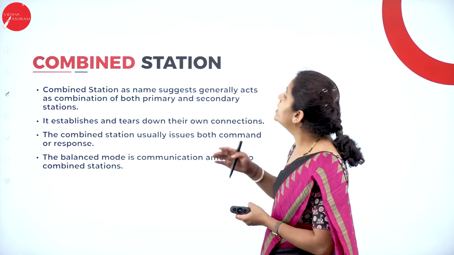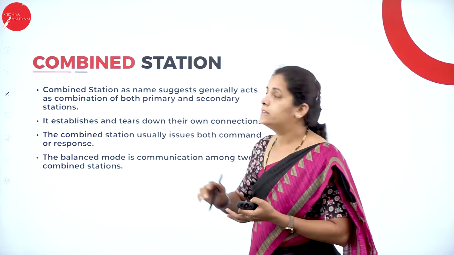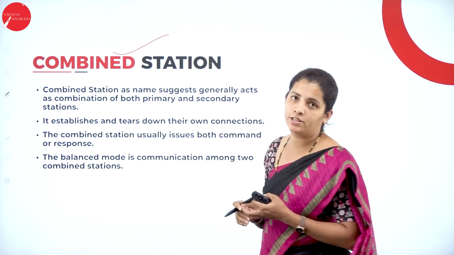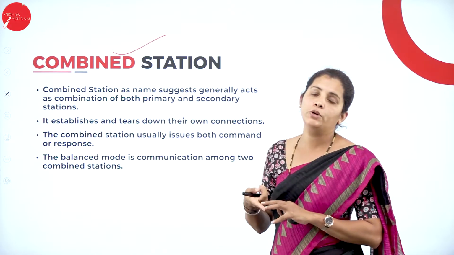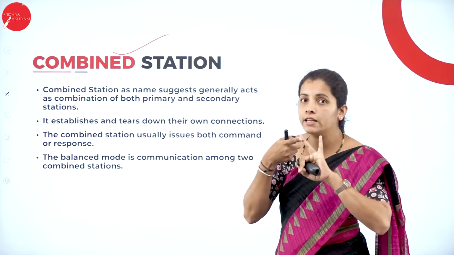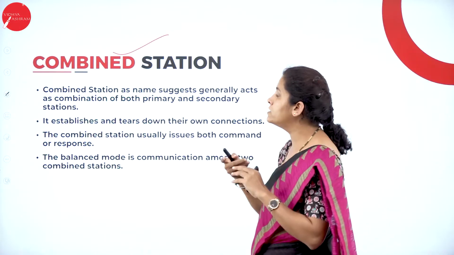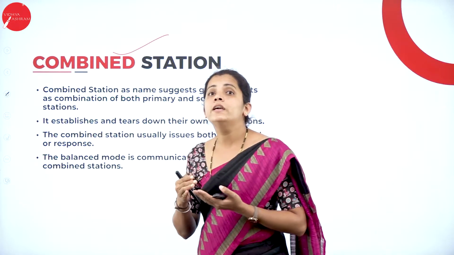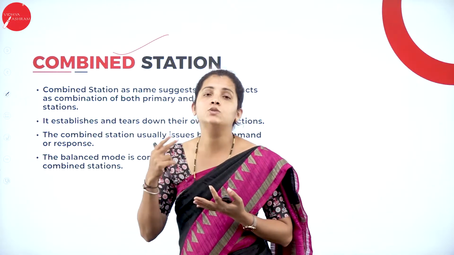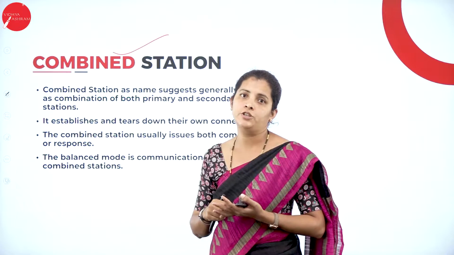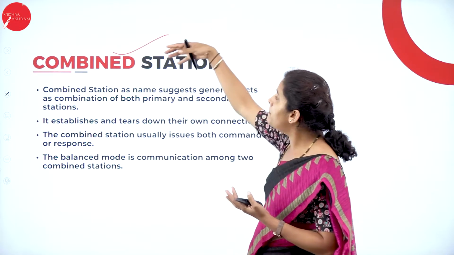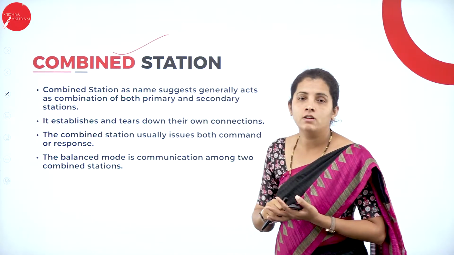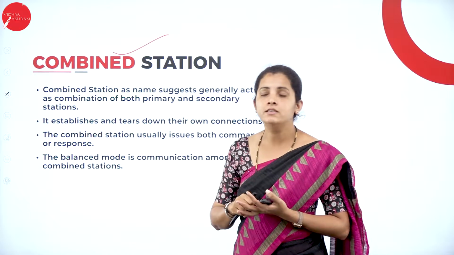Further, we are going to get another type, that is the combined station. So how many types are we going to get? Primary station, secondary station and combined station. So what is a combined station? Here the name itself indicates that it is going to combine both the stations. So it is going to combine the primary station as well as the secondary station.